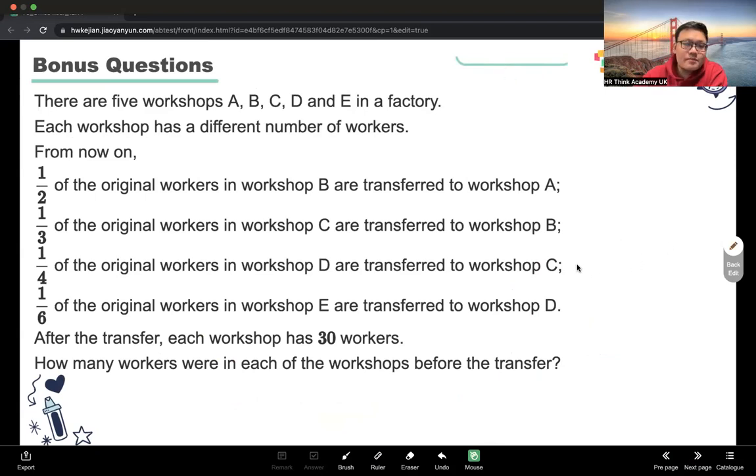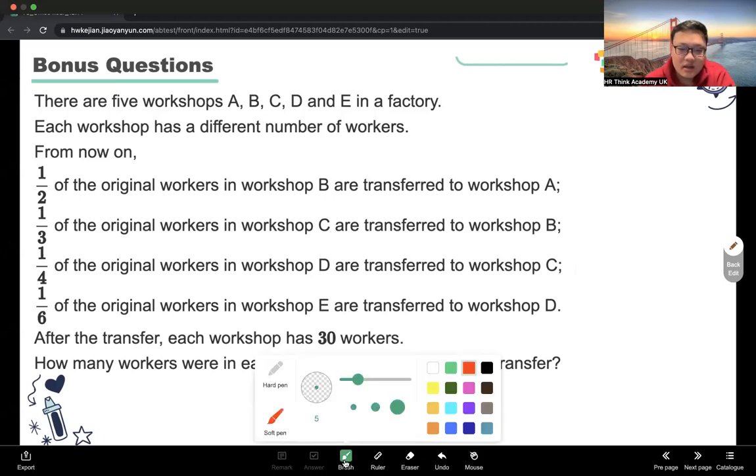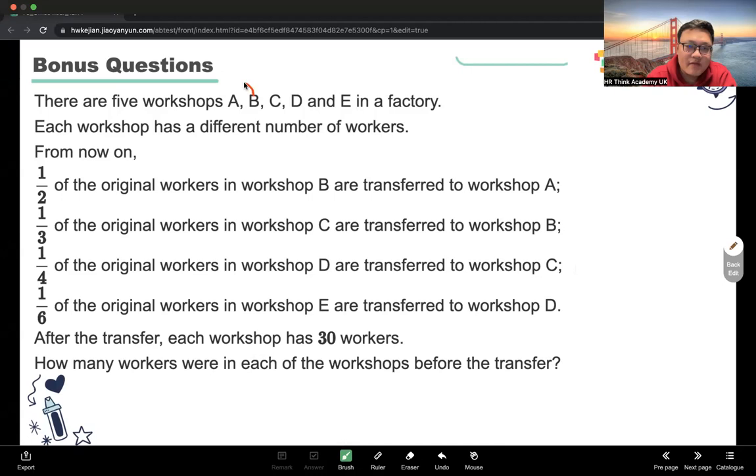So there are 5 workshops, A, B, C, D, and E in a factory. Each workshop has a different number of workers. So from now on, half of the original workers in shop B are transferred to workshop A. Okay, let me write that down to remind me. For B, you're going to transfer a half of the original workers. And then 1/3 of original workers in shop C are transferred to B. This one is going to be 1/3.